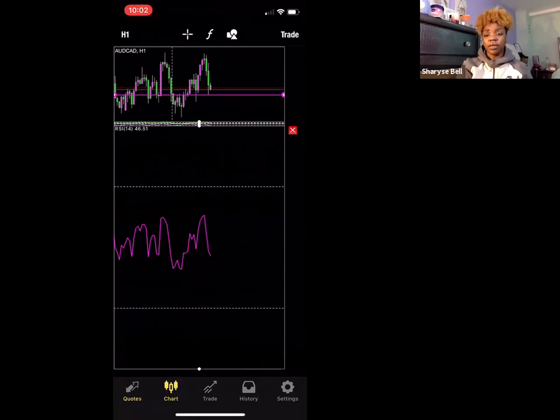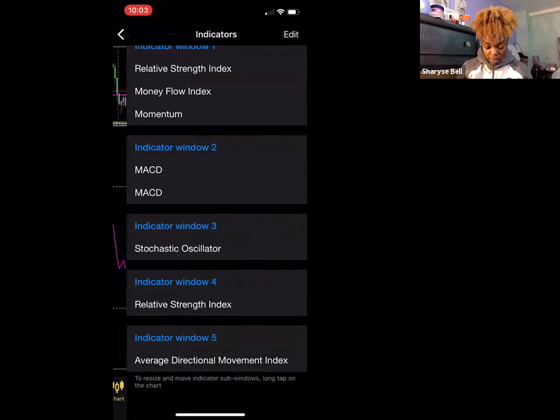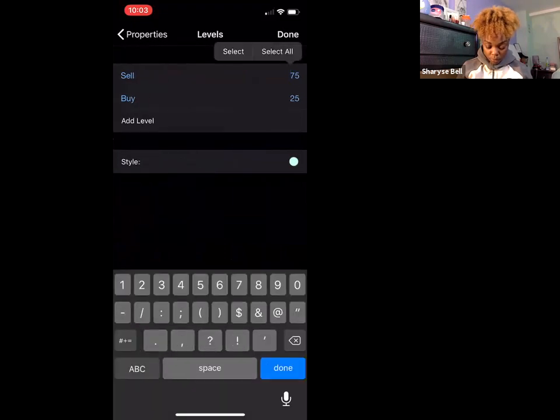where the strength of the market is in terms of what price is doing, how price is moving, and where it is overbought and where it is oversold. All right. Now let me go back in and edit my RSI settings because I had changed them real quick. You're going to have your 70 level, and then you're also going to have your 30 level.